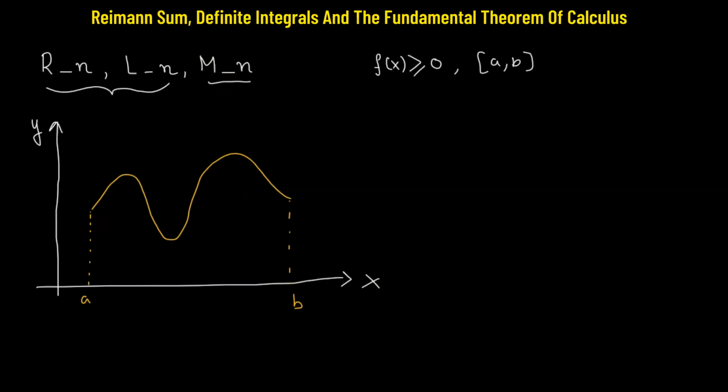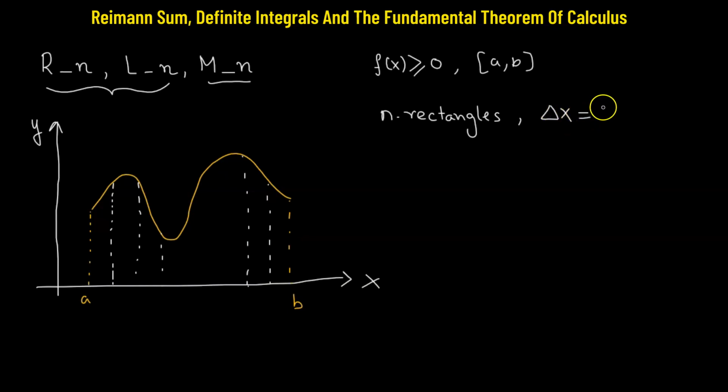We will divide the area under the curve into several rectangles of equal width. Here we have considered n rectangles, each of equal width delta x, and delta x can be obtained by (b minus a) divided by n. Clearly, when we use this formula, the width of each rectangle is going to be equal. However, it's not necessary that we choose equal lengths of delta x, but that will make our calculation much easier.